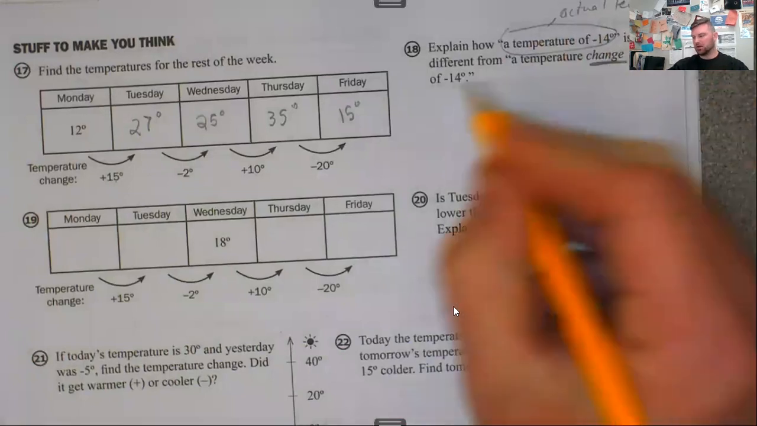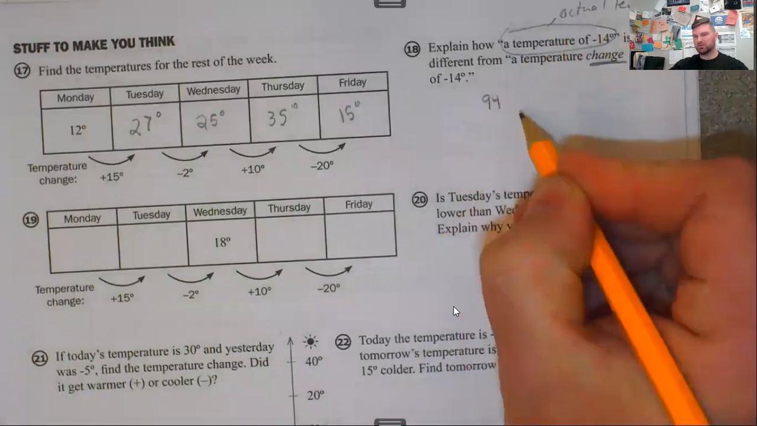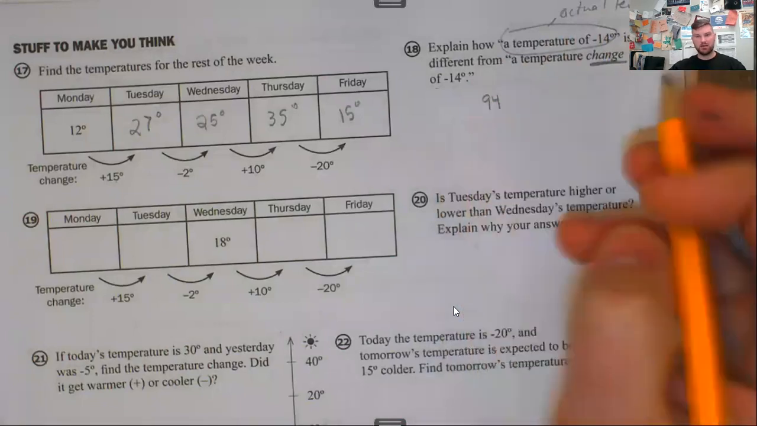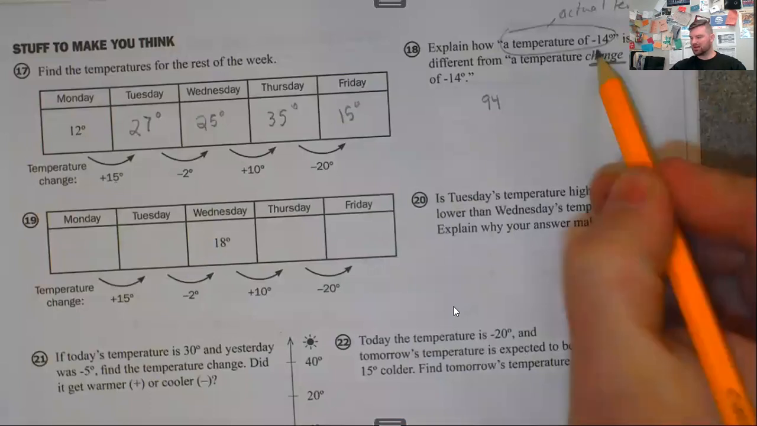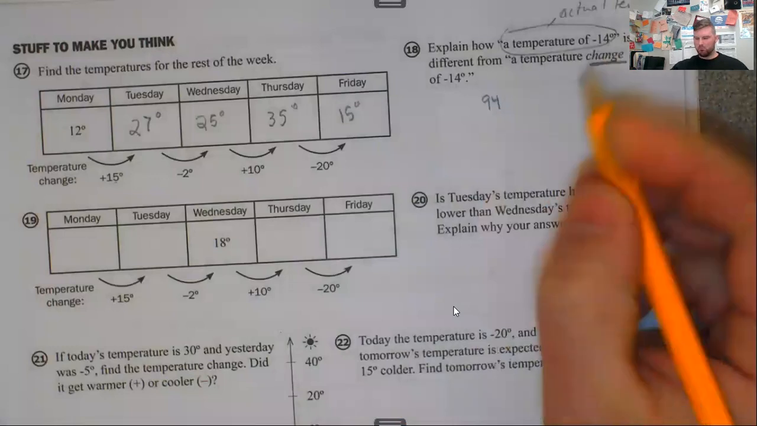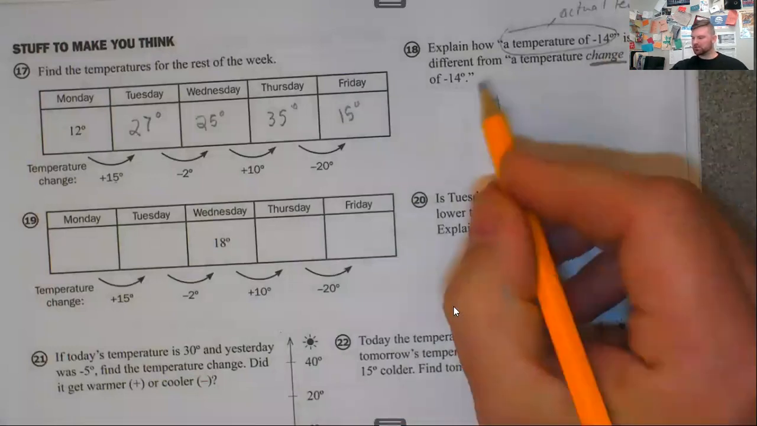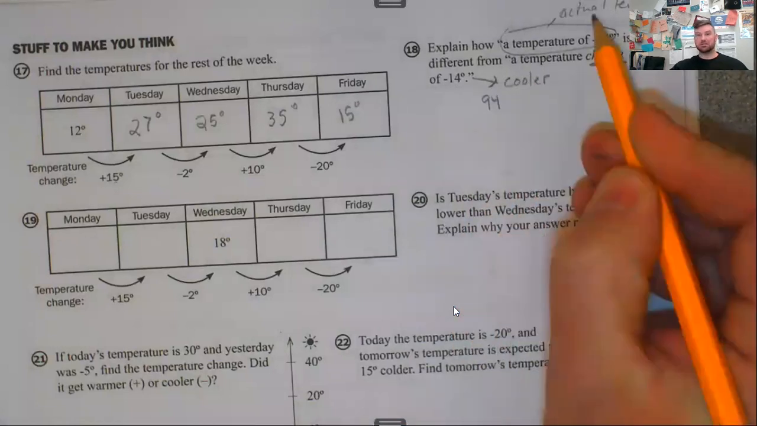So in the second one, if your previous day was 94 degrees, okay, and you have a temperature change of negative 14 degrees, it's still a warm day, okay? It is still 80 degrees out. So one indicates the actual temperature, one is a change from a different day. This one explains that it's cooler. This one says it is cold out.